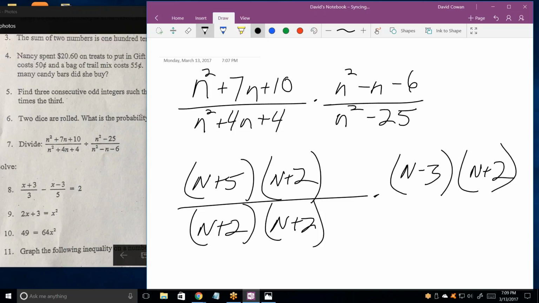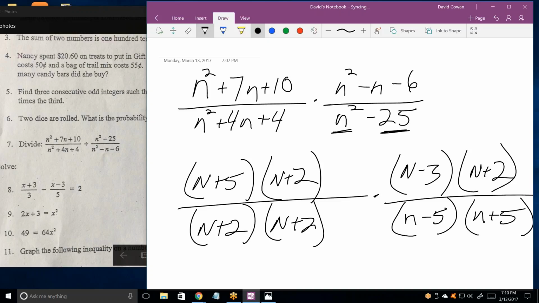N plus 2, is that what you said? Oh, yeah. And the bottom right. Difference of perfect squares. N minus 5, in other words, the square root of that minus the square root of that is always the first term, and the second term is just the conjugate of the first term. N plus 5. Okay? Now that we've factored everything, now we can cross off anything that's the same.